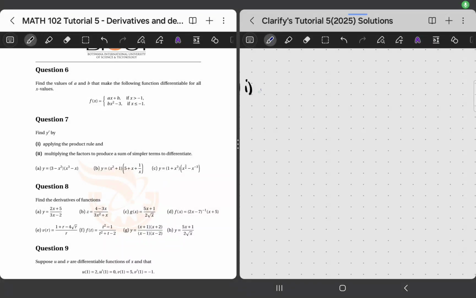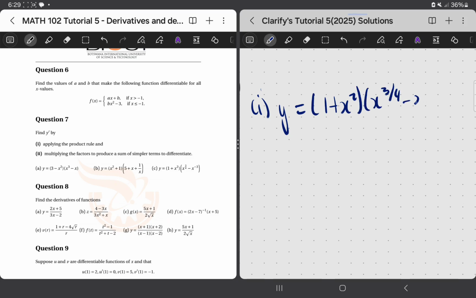Through the first part of our last question, which is part C. Let's do C(i). Let's see what it is. Let's get the solution through the first, which is y is equal to 1 plus x squared multiplying x to the 3 over 4 minus x to the negative 3. And we're supposed to solve this part (i) by using the product rule.